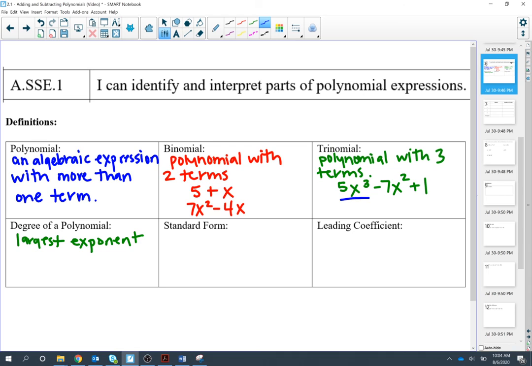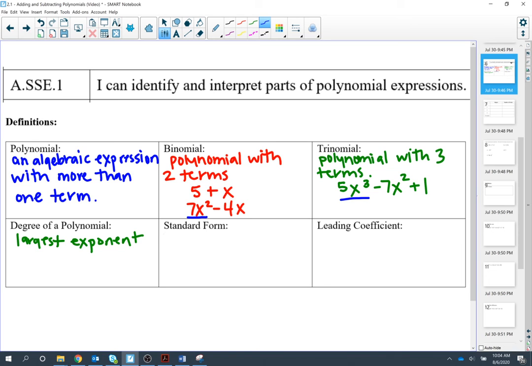If you're working with the binomial example, I've got a 7x squared, and then I've got a 4x. The x squared has a degree of 2. The 4x has a degree of 1. The largest is the 2, so the degree would be 2. We'll go into that more.